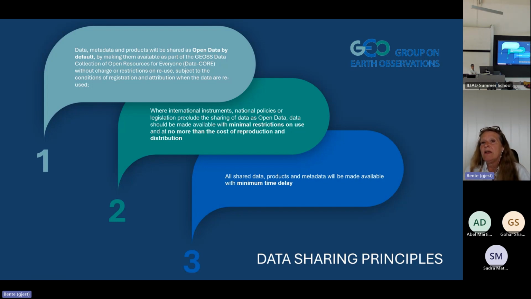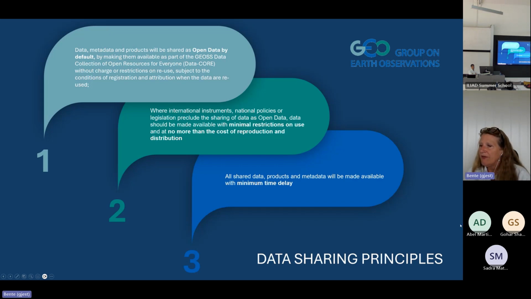I want you to note here that even though we say it should be open by default, we recognize that there are certain situations where you actually have to restrict the data. It can be, for instance, when you publish your research, you are allowed to delay the publication of the data because you want to get merit, you want to do your science and publish it before others get access to it. And there might be security issues that also restrict the open sharing. But all shared data, products and metadata will be made available with minimum time delay. So those are the data sharing principles. These are very important to know about.